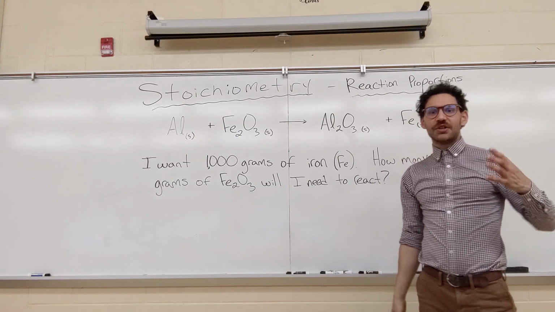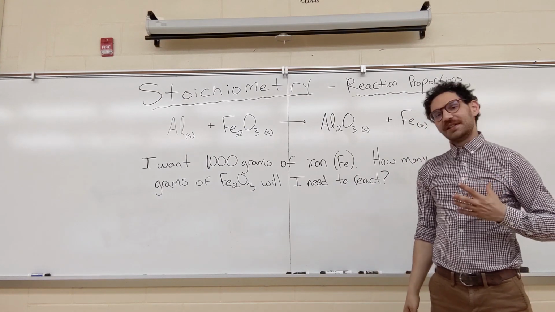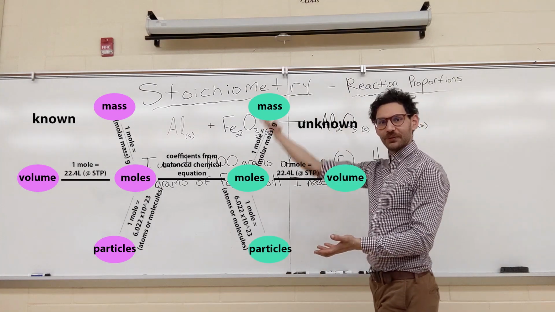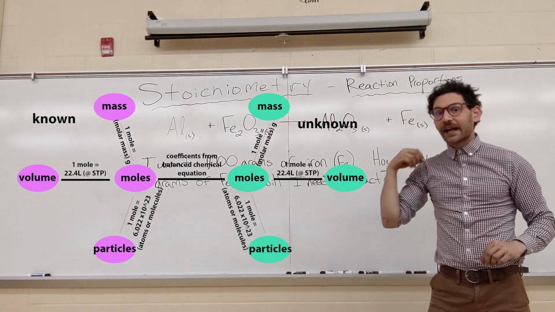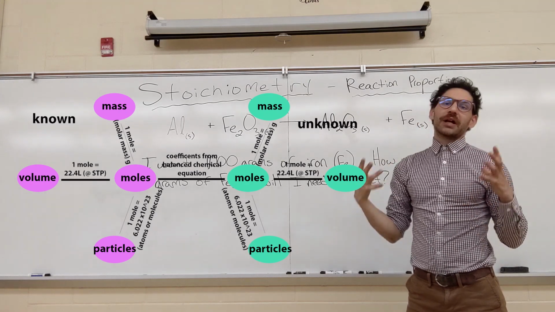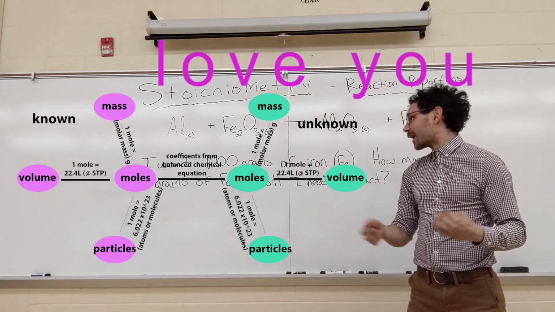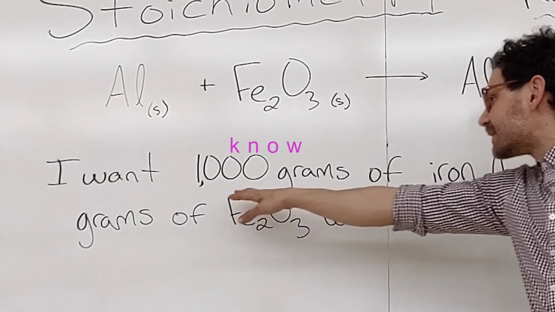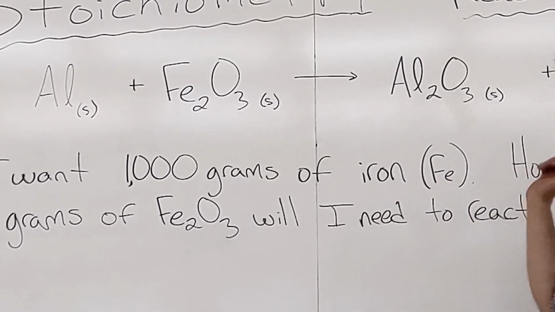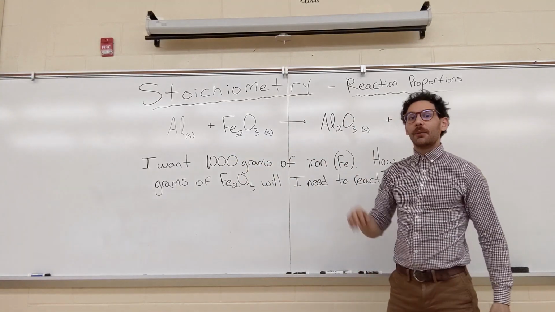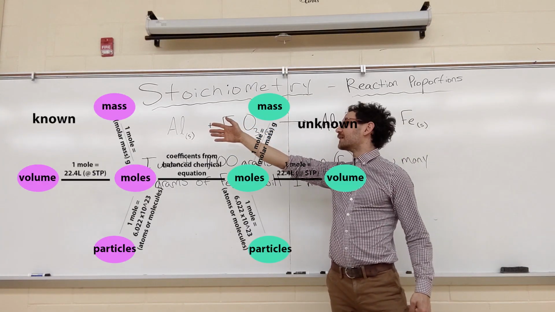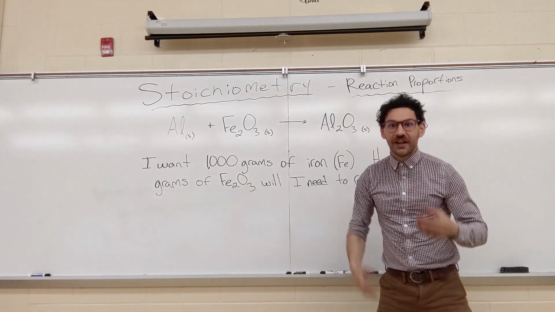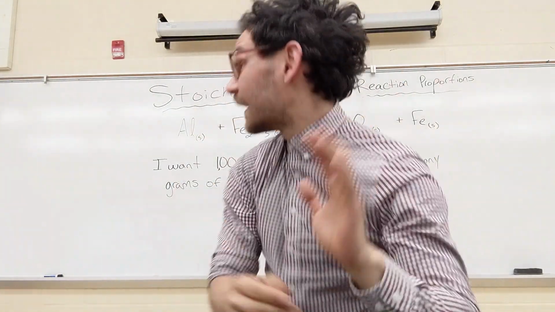But to do this, I like to use this diagram. Diagram, could you come on over here? Thank you, diagram. Oh, look how beautiful it is. With this diagram, I can plan out stoichiometric conversions. In this case, I know what I want. I know that I want 1,000 grams of iron. I would put that on my known side. Wait, is the known side here? The known side is here. I can't tell. It's so hard to film things. Okay, great.